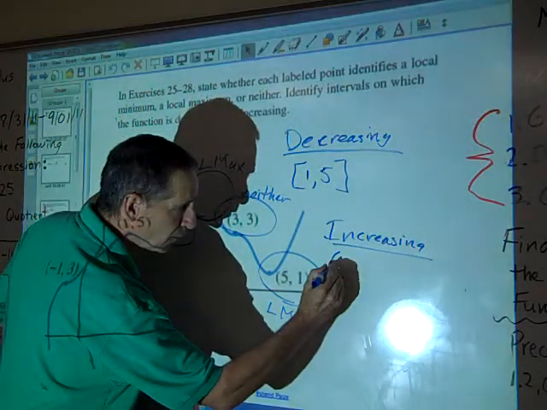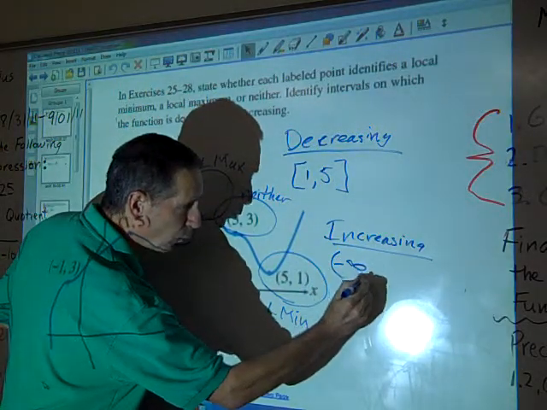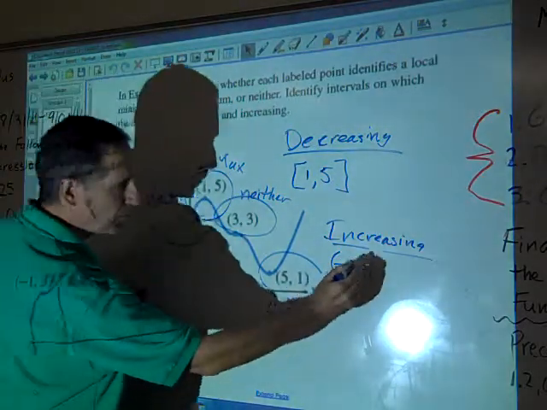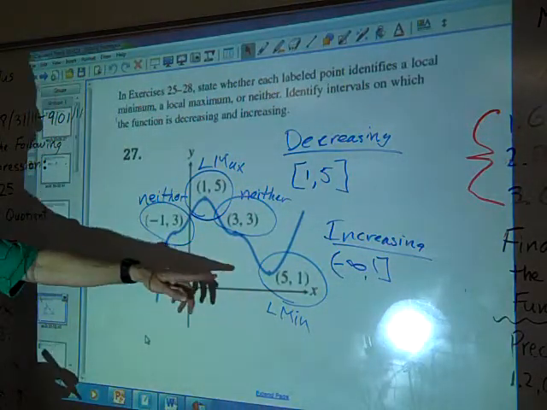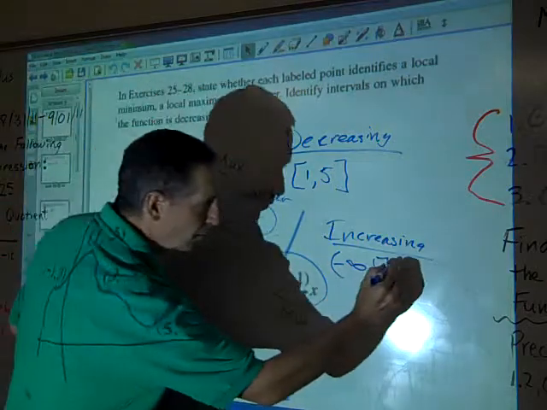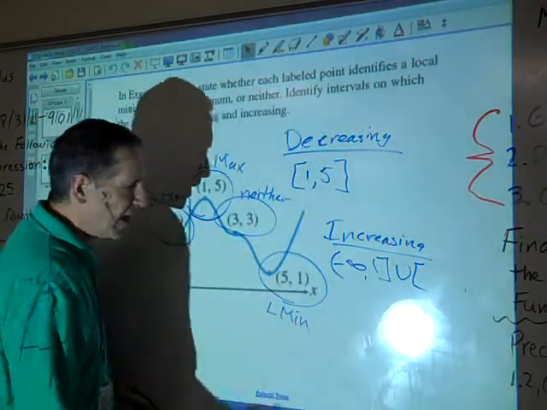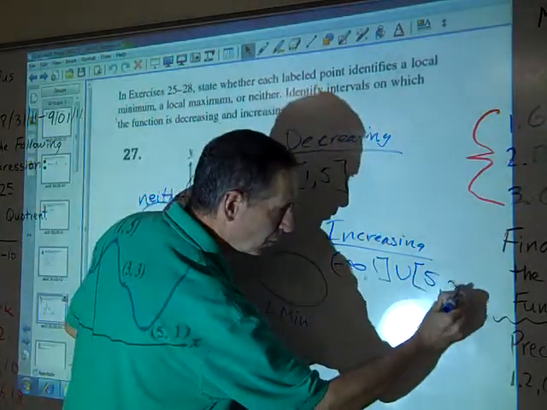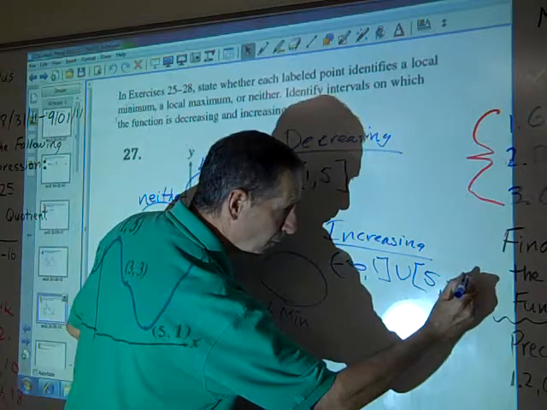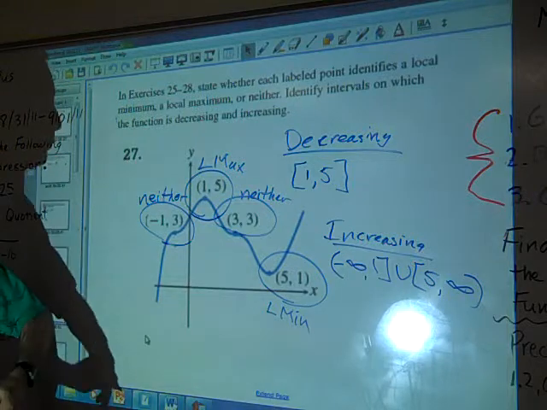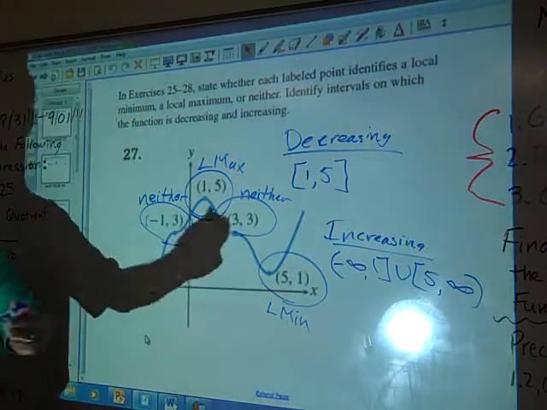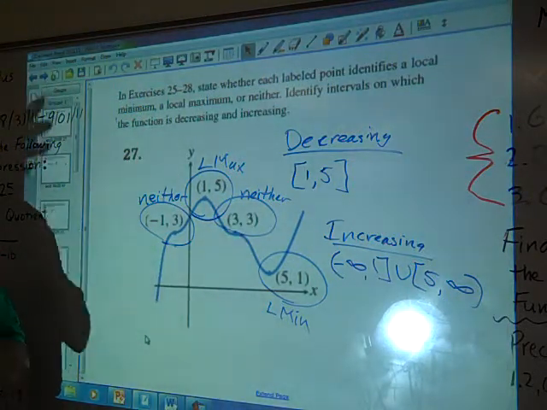So we use the first number, we use the last, so negative infinity to 1, right? So it increases from negative infinity to 1, and increases again from 5 to... So is that right? Yes. Okay, good. I like the discussion. There was a little passionate debate there. I like that.